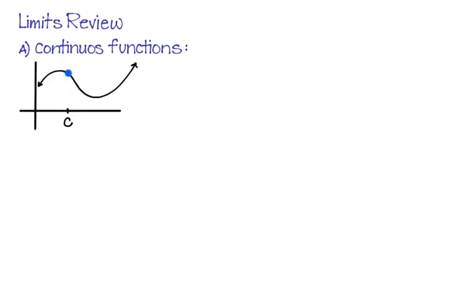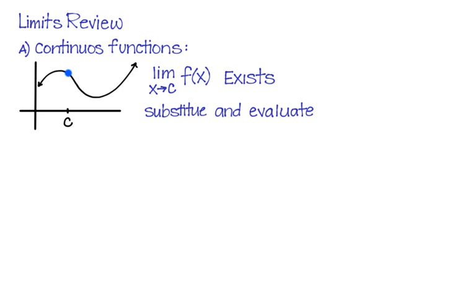Let's review some of our concepts of limits and continuity. A continuous function is telling us that the limit exists at some c, meaning the limit from the left and the limit from the right must equal each other. And all we have to do when we have a problem like this is substitute our c into our function and find that value. But discontinuity is very important because, again, for the intermediate value theorem to apply, we have to determine that we have a continuous function.